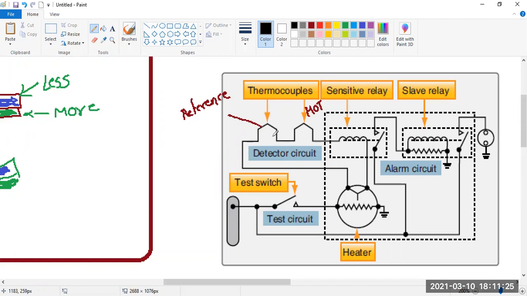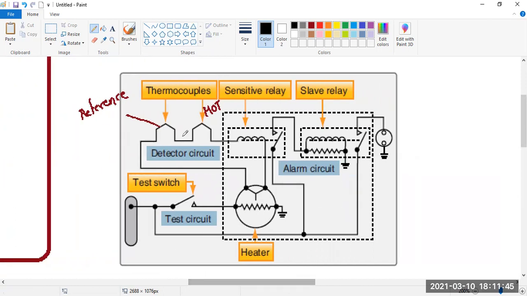But that is not the case, because inside the engine we ourselves start the fire, right? So if we ourselves are starting the fire, we also require a system in which that thing is taken into consideration, that the fire has been switched on by us. So for that reason we have a reference junction and a hot junction. Now the reference junction is the one which detects the normal rise in the temperature of the engine. Let us say we have installed this in the engine.